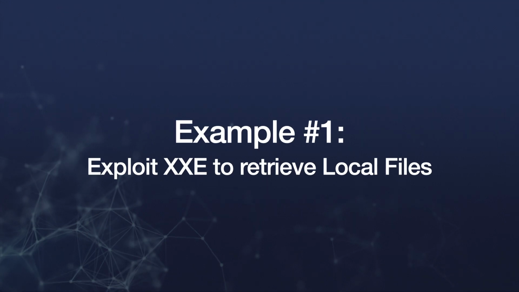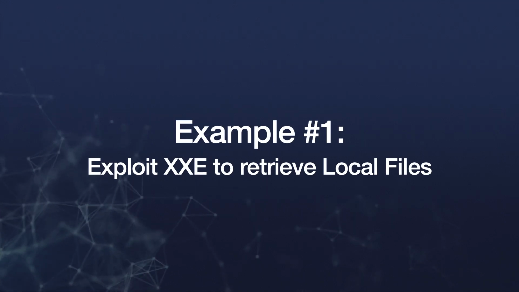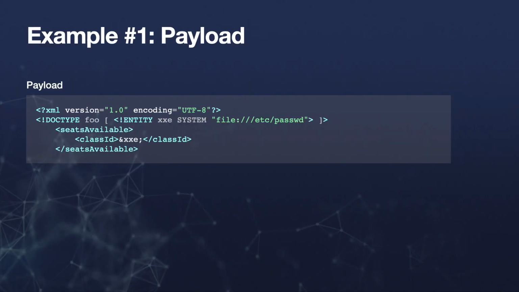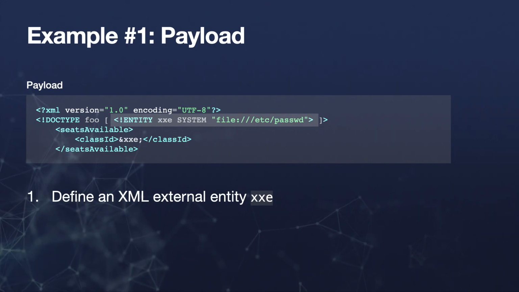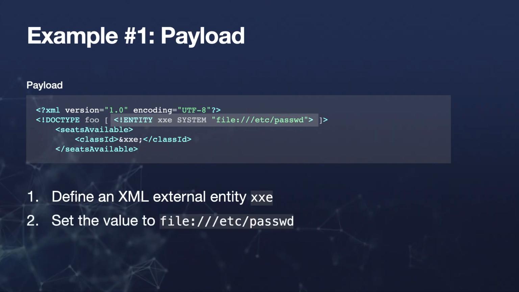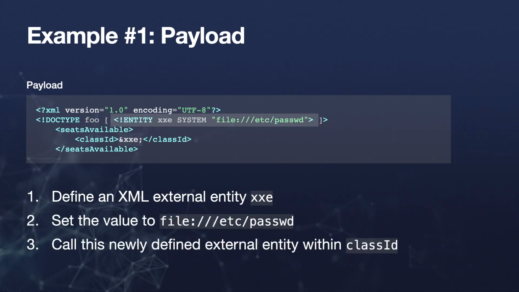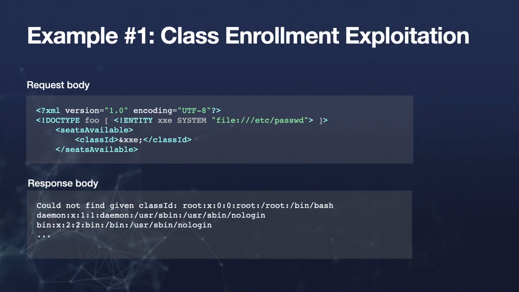We want to trick the server into performing actions within the context of the running application, which may have access to sensitive files. So in our payload here, we first define an XML external entity called XXE. We then set the value to file:///etc/passwd. We then call this newly defined external entity within class ID. When we run this payload, we'll see in our response that we get some type of error. It says could not find given class ID. However, instead of returning the number of spots available, it then returns the contents of the file that we specified in our payload.